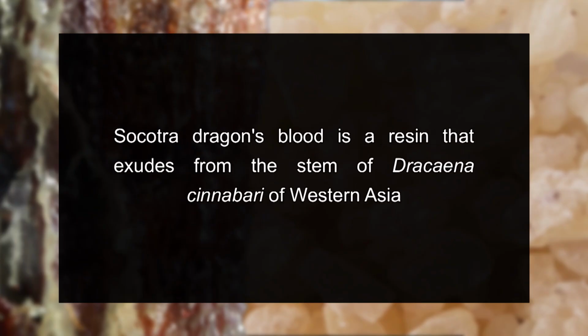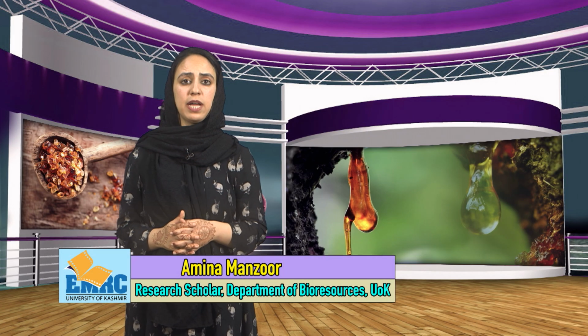During the 18th century, Italian violin makers used dragon's blood in their varnishes. Socotra dragon's blood is a resin that exudes from the stem of Dracaena cinnabari of Western Asia. It has also been used for varnishes, dyes, and stains. Dragon's blood is sometimes secured from tropical American species of Dracaena and other Asiatic species of Daemonorops.